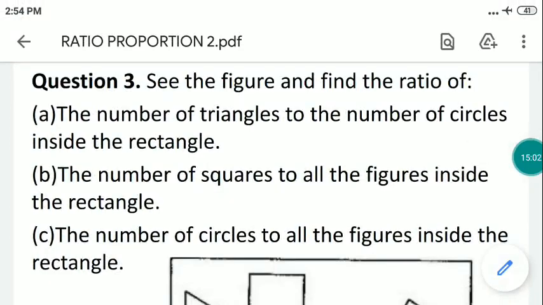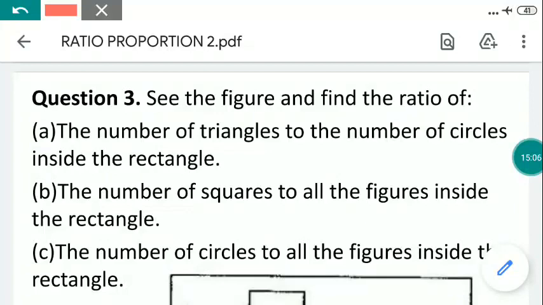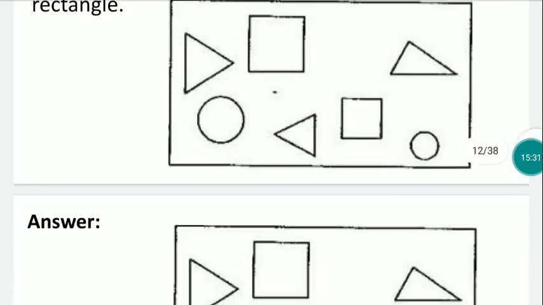Question number 3. See the figure and find the ratio of the number of triangles to the number of circles inside the rectangle. Next, the number of squares to all the figures inside the rectangle. The number of circles to all the figures inside the rectangle. Okay, first observe the figure and find out. This is the figure given here.